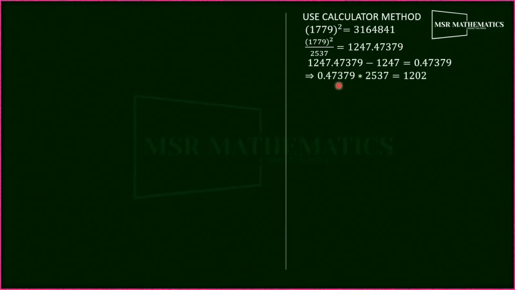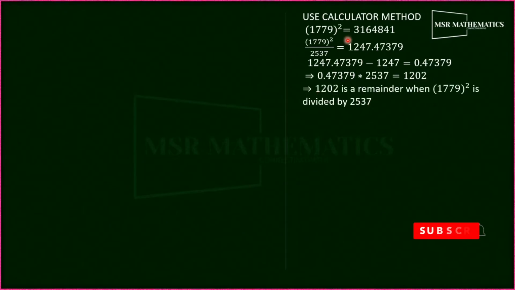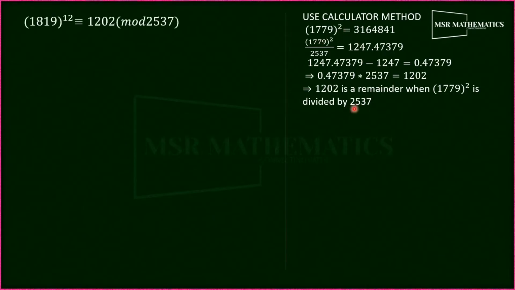Next step, we have to multiply this value by 2537. That is a n value. So if you multiply these two value, we get a value as 1202.00523. So we can neglect that value. We get a approximate value as 1200. Therefore, we can conclude that 1202 is a remainder when 1779 square is divided by 2537. So in the place of 1779 square, we can write this as 1202.